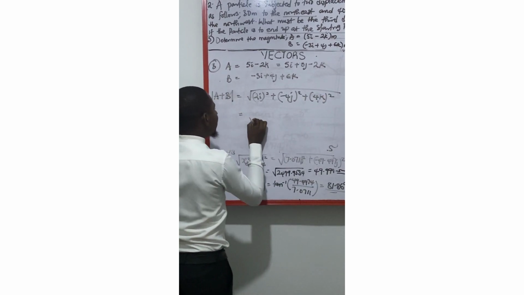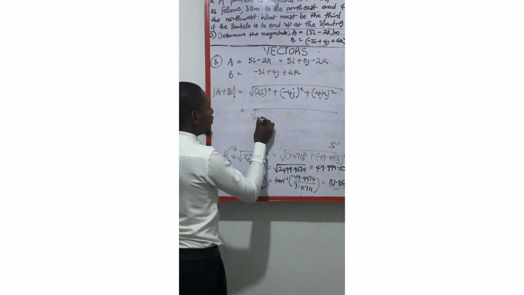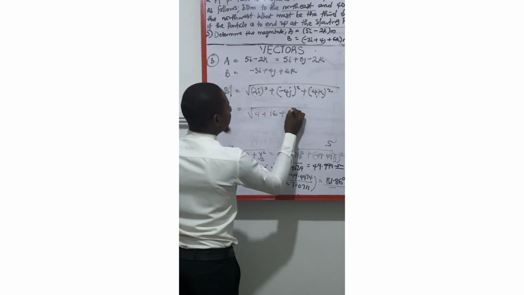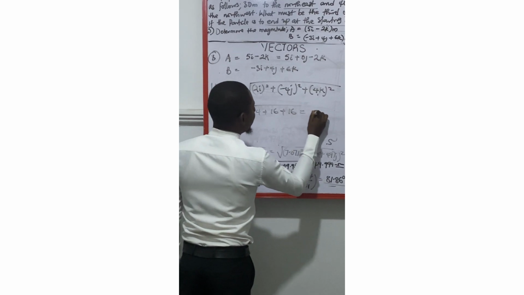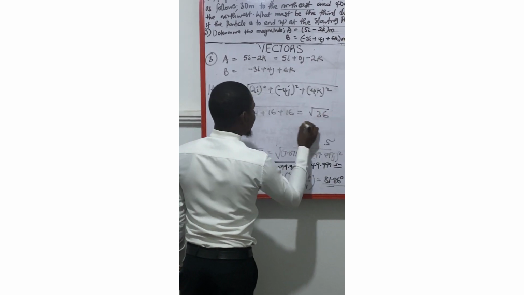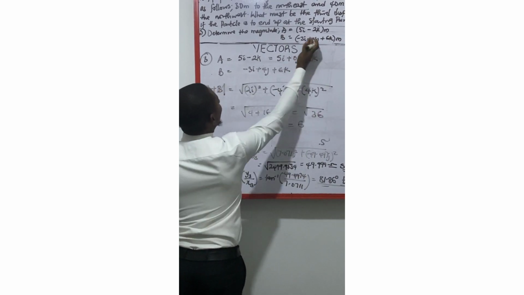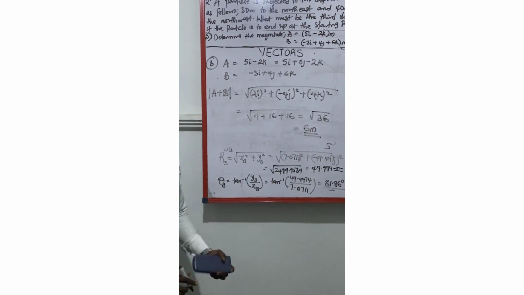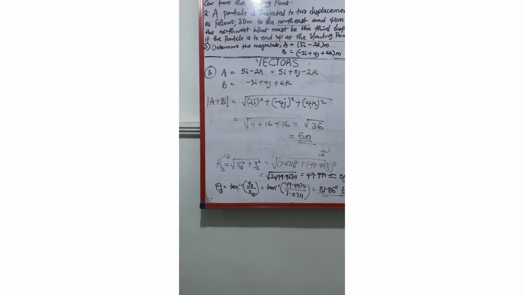So by the time you take the square root, 2 squared will give you 4, plus 4 squared 16, plus 4 squared 16. That will be giving us the square root of 36, which is 6. They are all in meters. 6 meters. This is the magnitude of this given vector.